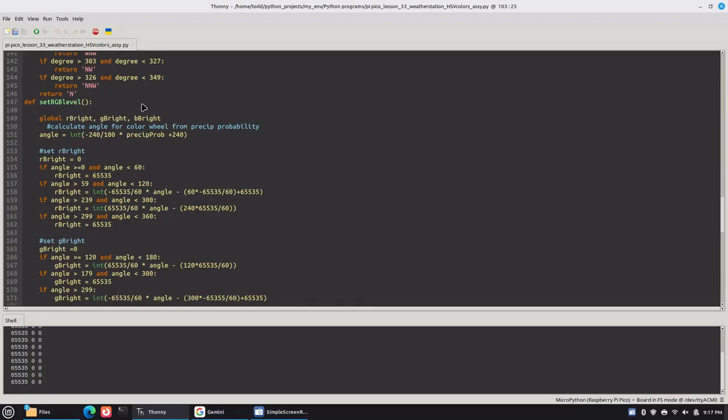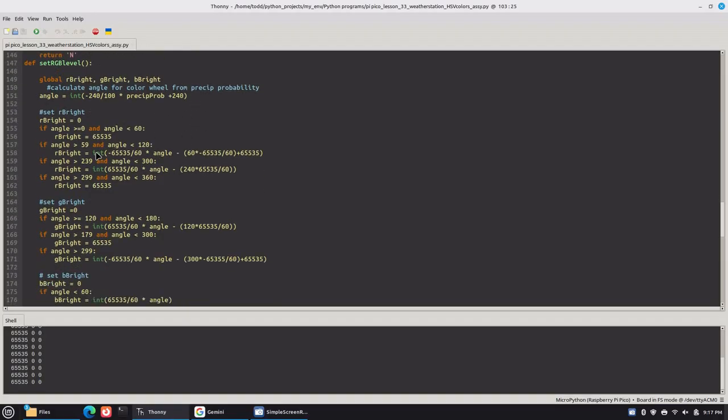sets the RGB levels. The first line calculates the angle based on the percentage of precipitation, using this formula that was derived from the formula of the lines that we've done in the past.